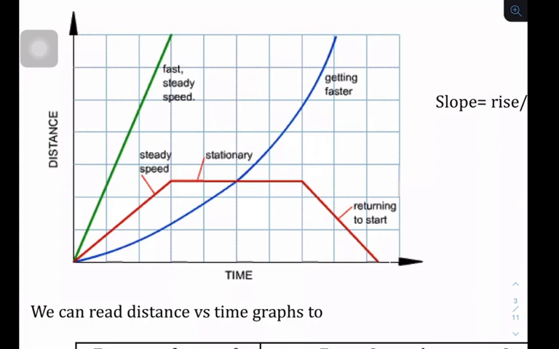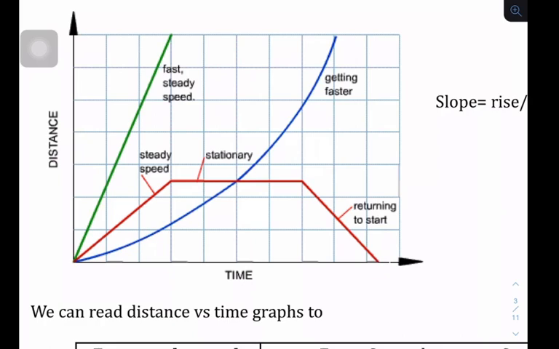Let's look at a couple different lines and talk about what's happening. So as time increases, distance increases. And if we compare the red line here, over a certain amount of time, this distance increases a little bit, versus the same amount of time on this green line, the distance increases quite a bit.